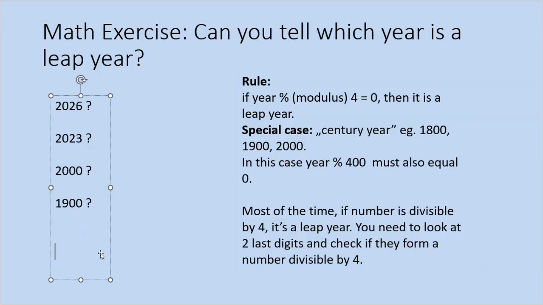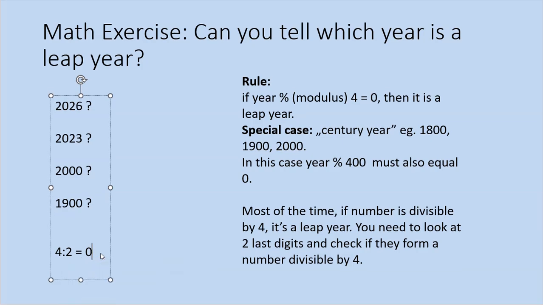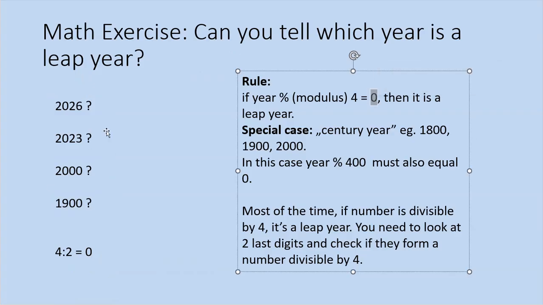If you take 4 divided by 2, you get 0. But what will happen if you take 4 divided by 3? You get 1. 1 is left, and modulus, what is left, is also 1. So modulus here, nothing has to be left after dividing. It will be 0. Then it is a leap year because it happens every 4 years.